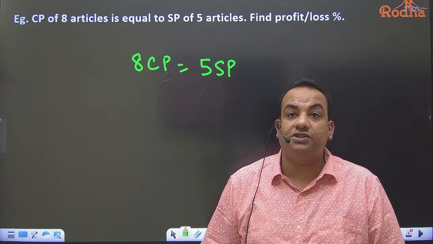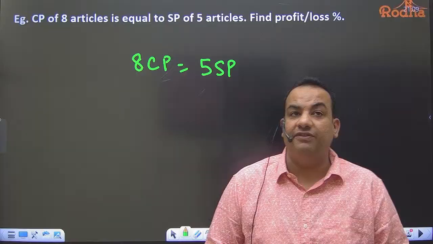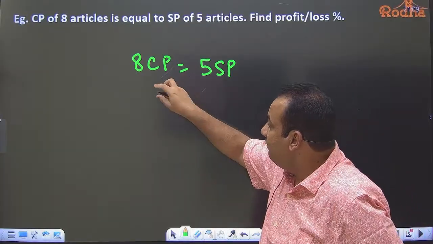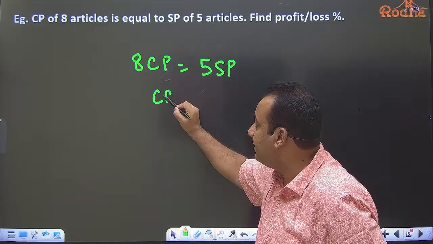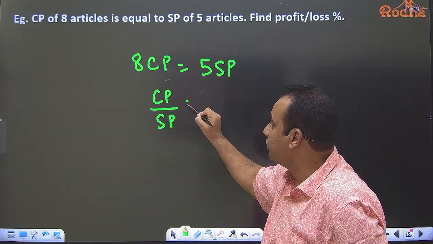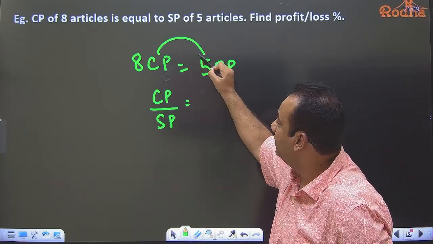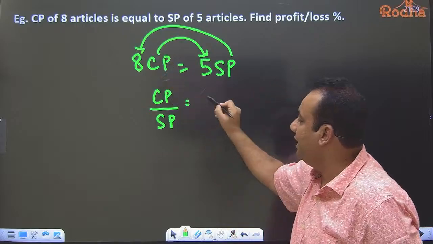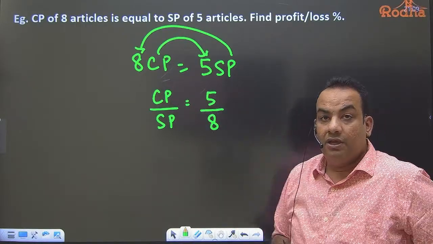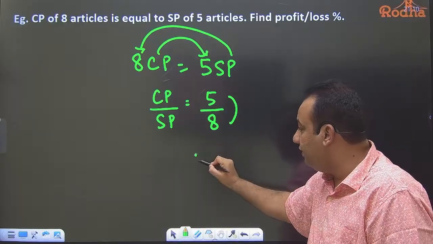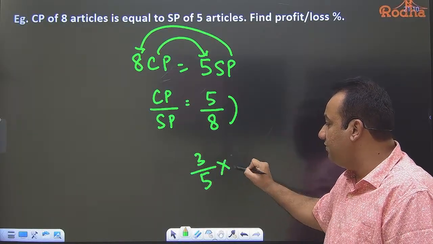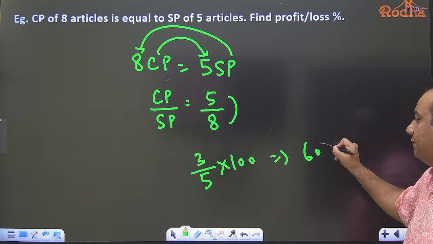So cost price of 8 articles is equal to selling price of 5 articles. Please see, whenever you get this relation, 8 CP is equal to 5 SP, I can say the ratio of CP and SP, the values will interchange. CP will become 5, SP will become 8. So this is 5:8. I have purchased something for 5 and I am selling for 8. So there is a profit of 3 with respect to 5. So 3/5 into 100, that is 60% profit.